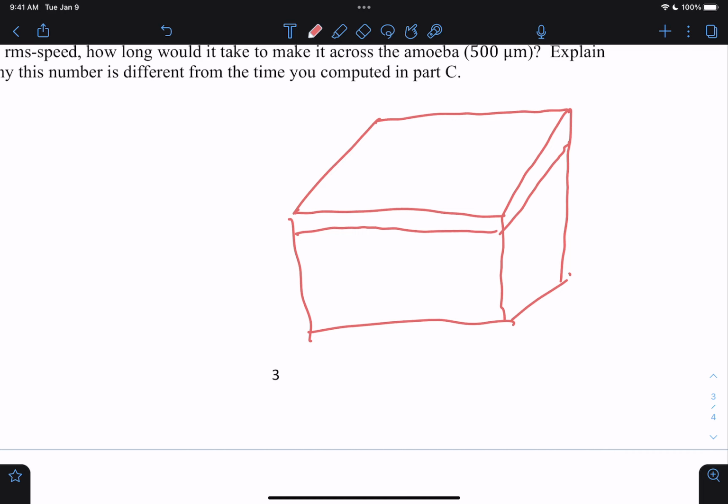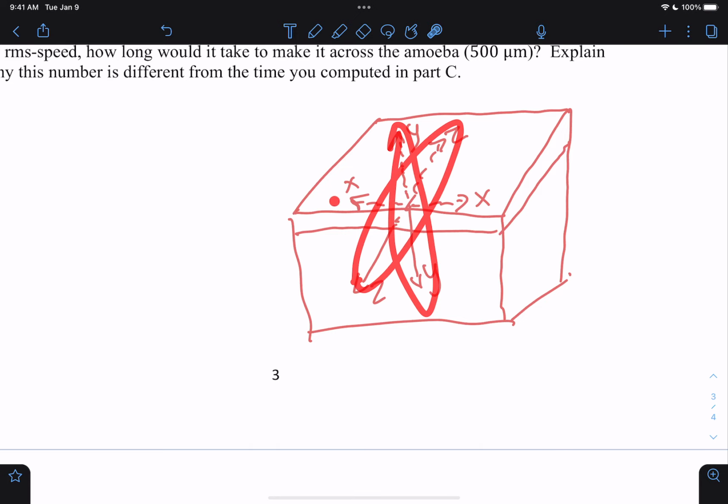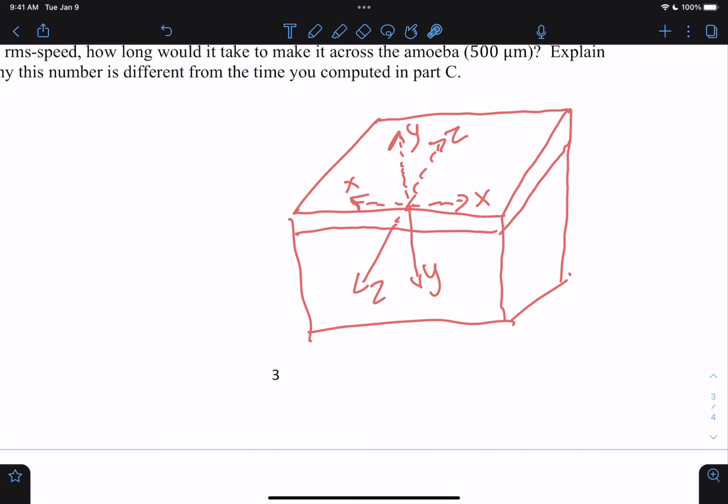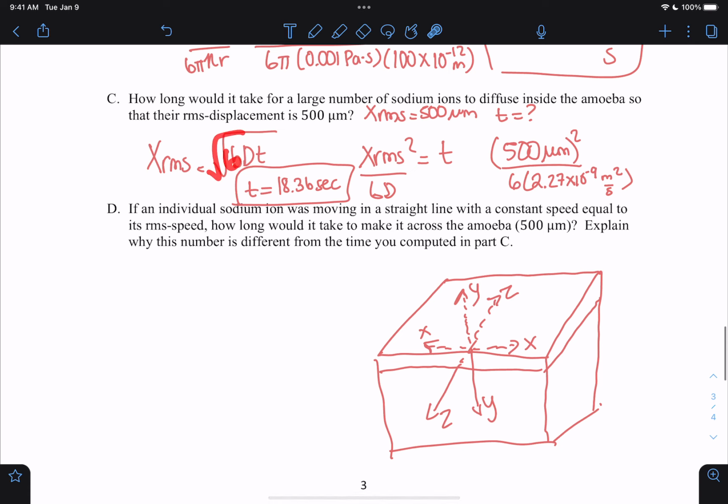So you have molecules, or these sodium ions, moving inwards and outwards from the cell. That's along the z-axis. Then the ions move upwards and downwards along the y-axis, and right or left along the x-axis. So you can see there's 3 dimensions: y, z, and x. And that's why we use root 6 dt as opposed to root 2 dt for 1D motion or root 4 dt for 2D motion.